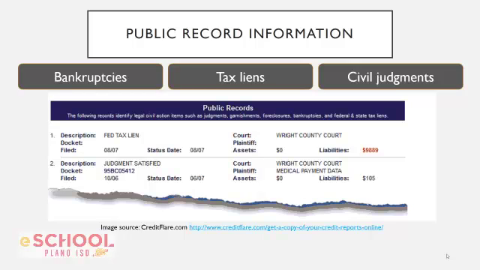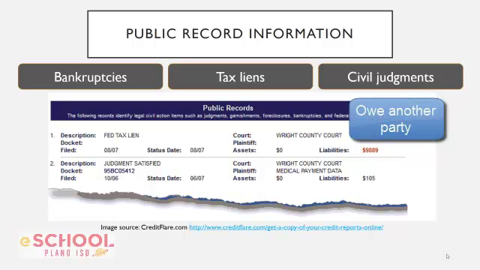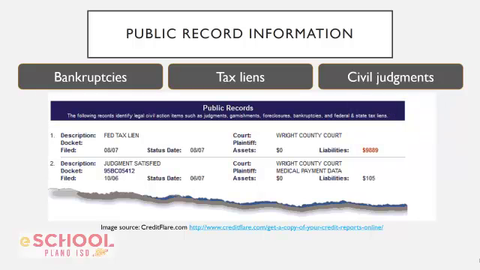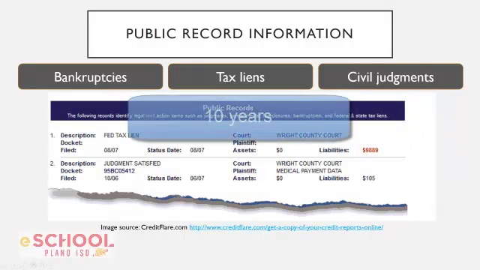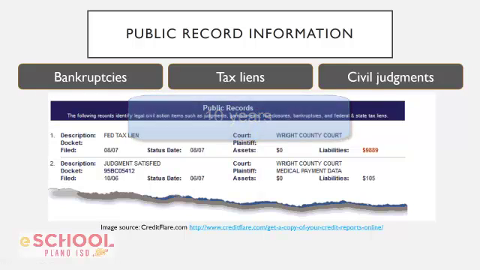Tax liens. Courts will attach a notice known as a lien to a property record so that it would block the sale of that property until the tax debt is paid. And then there are civil judgments. If a court finds that you owe another party money, such as child support, this will show up on your credit report. Each of these has a negative impact on your credit score and can remain on your report for up to 10 years.